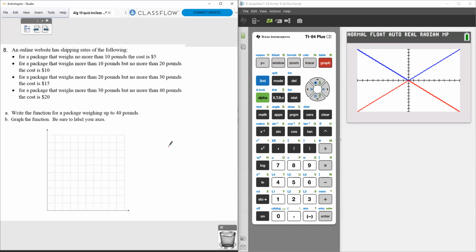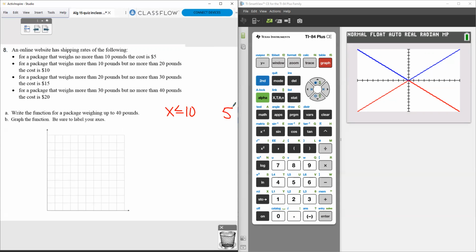Question number 8 is definitely the hardest question on here. All right. In question number 8, it says an online website has shipping rates for the following. For a package that weighs no more than 10 pounds. Well, that means it's going to be less than or equal to 10 pounds. And it's going to cost a total of $5.